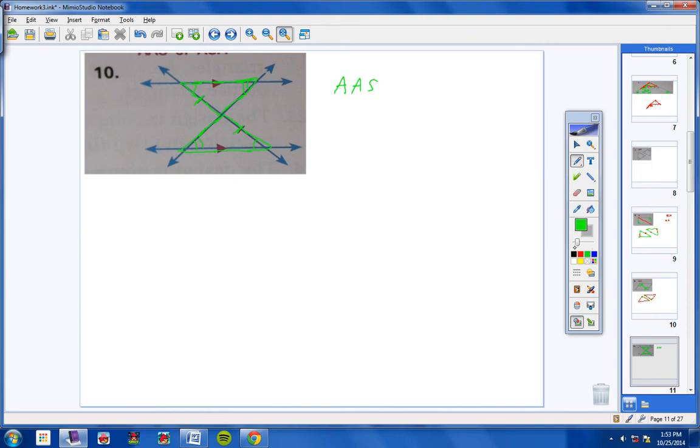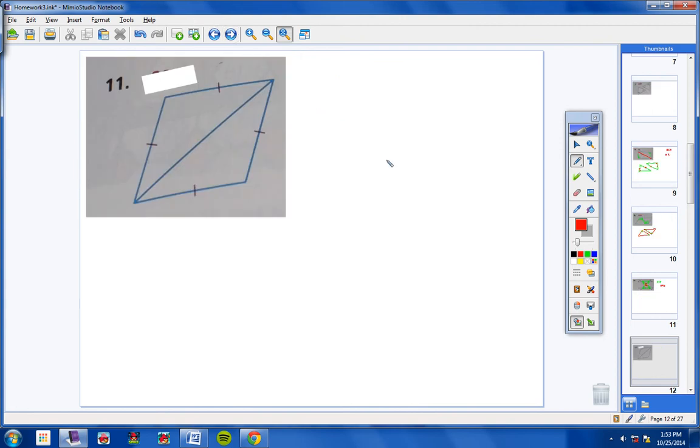Also, to take this a step further, you could state that this angle here is congruent to this angle here because they're vertical angles. And you could say angle, side, angle is congruent to angle, side, angle. That would also be okay. Okay, so two ways for that one there. Okay, number 11.